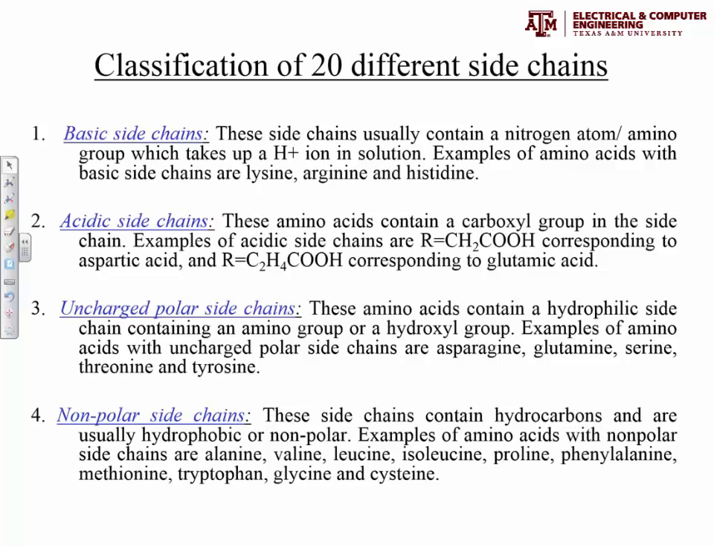Then the last one, these are non-polar side chains. These side chains contain hydrocarbons, right?